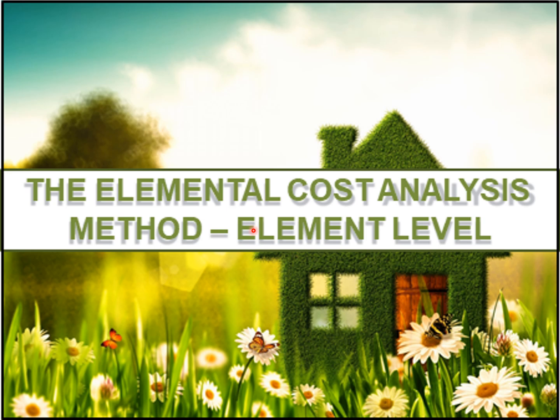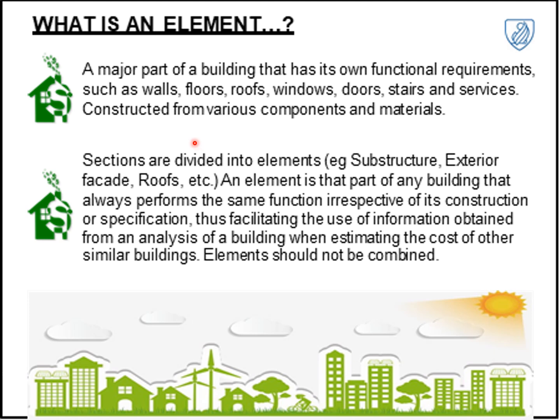So getting into the elemental cost analysis method. A major part of the building that has its own functional requirements, such as walls, floors, windows, doors, etc., is broken down, and the building is just broken down into more manageable chunks. So you will see as we progress with the detail of estimation methods, we're just adding more detail to the estimations. So the sections are divided into certain elements. So for instance, we're dividing the building into substructures, exterior, facade, roofs, etc. So this is what you would have done in your first year already.